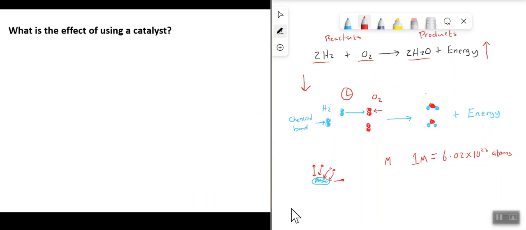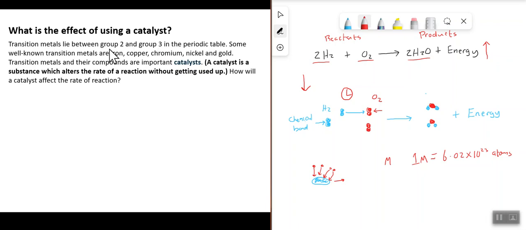Another way that we can increase the rate of reaction, or how quickly the reaction happens, is using this thing called a catalyst. A catalyst is a substance that can speed up or slow down a chemical reaction. Transition metals lie between group 2 and group 3 in the periodic table. Some well-known transition metals are iron, copper, chromium, nickel and gold. These particular types of metals and their compounds are important catalysts, so they're used to speed up or slow down chemical reactions. A catalyst is a substance which alters the rate of reaction without getting used up.